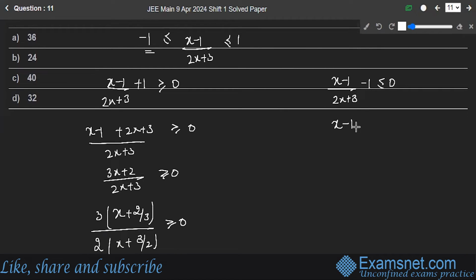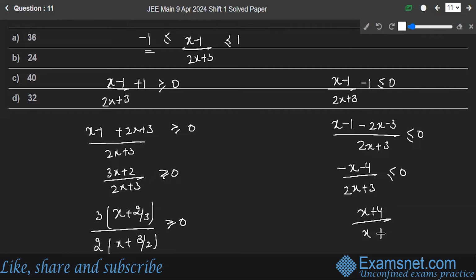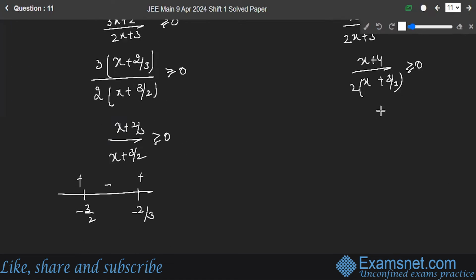Right, and let's check out with this one. This will be (x minus 1) minus (2x minus 3) upon (2x plus 3) less than or equal to 0. This will give you minus x plus 4, or you will have (x plus 4) upon (x plus 3 by 2) greater than or equal to 0, multiplying both sides by minus. So that means the two breaking points are minus 4 and minus 3 by 2.